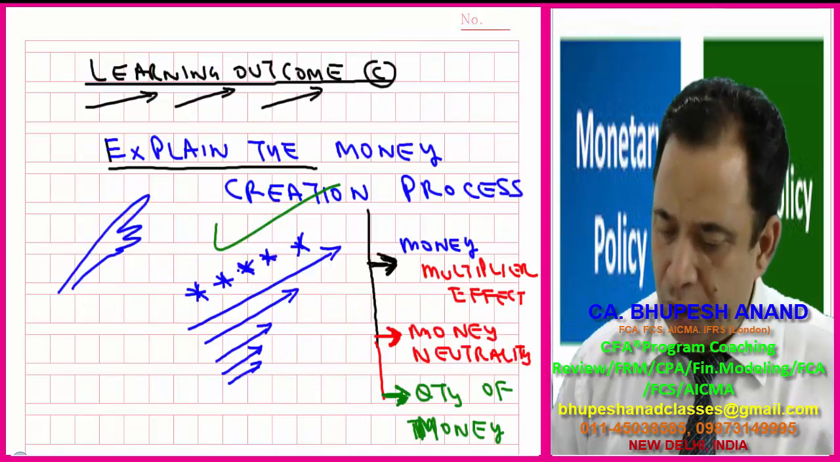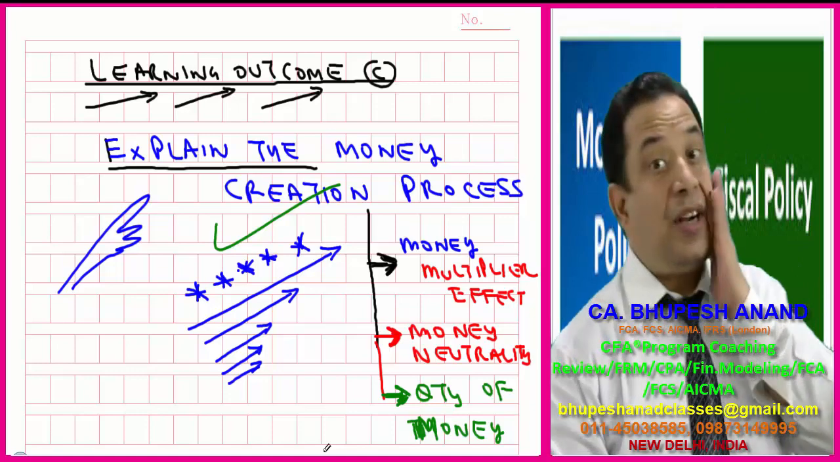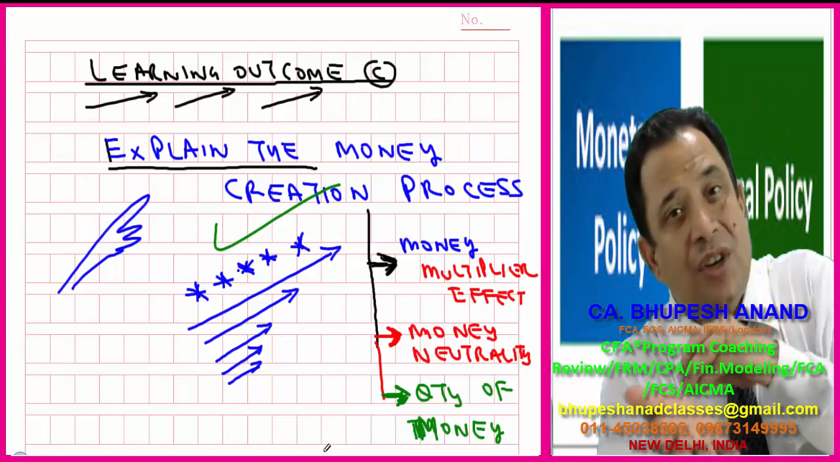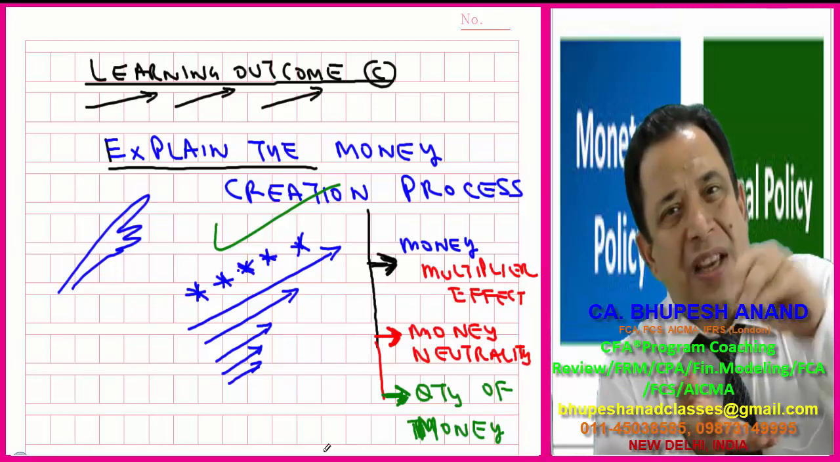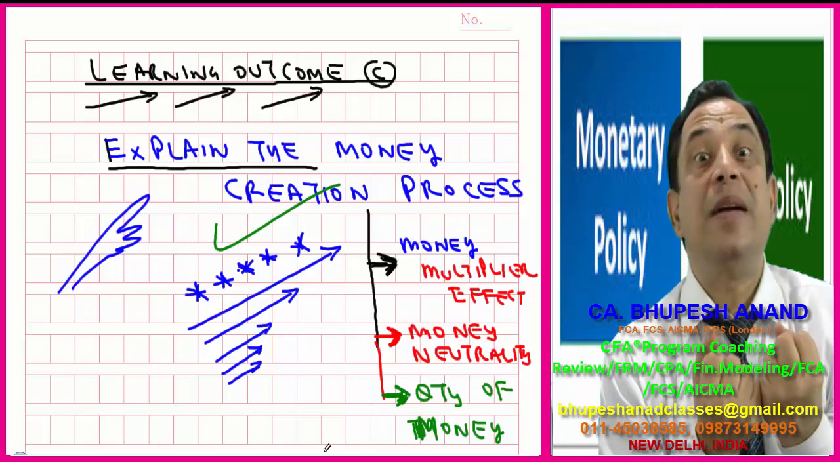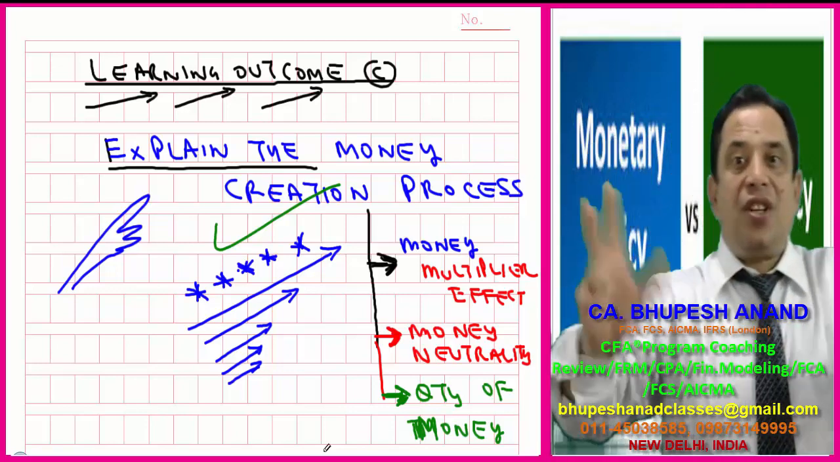I am doing learning outcome number C, and that is named the money creation process. But I am not directly coming to the money creation process. Firstly, I will give you the basic foundations of what money creation means. Before that, I have told you how money has developed. What are the development stages? I have divided these stages into two parts.